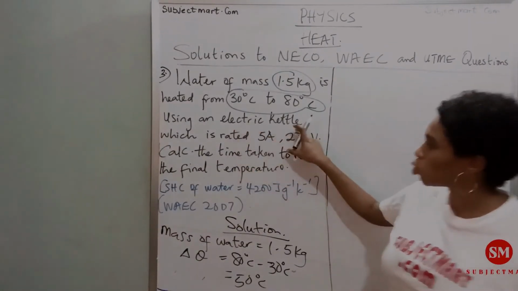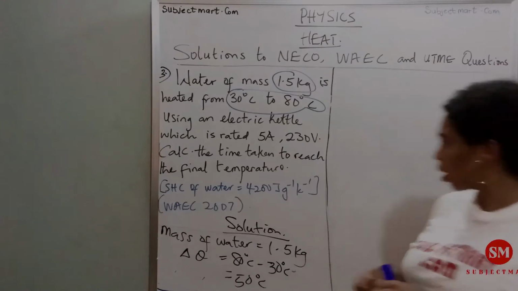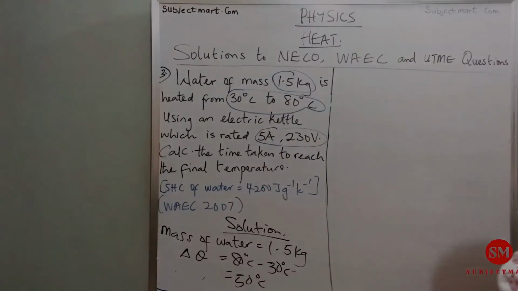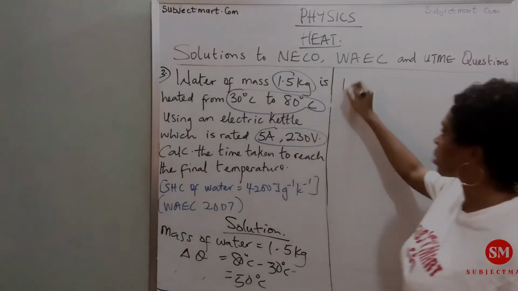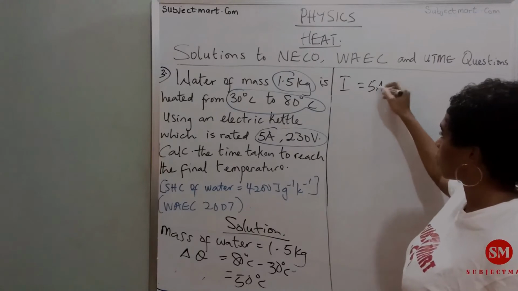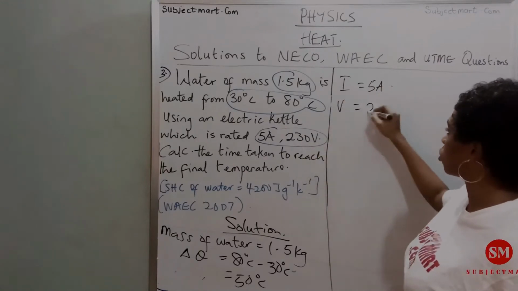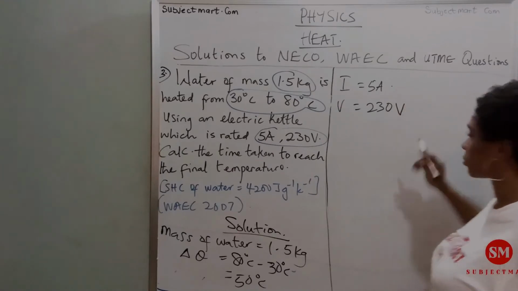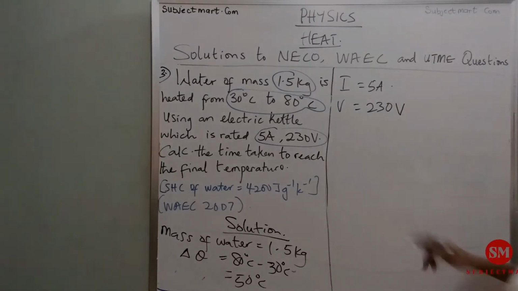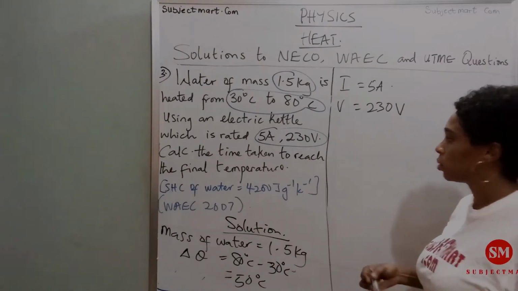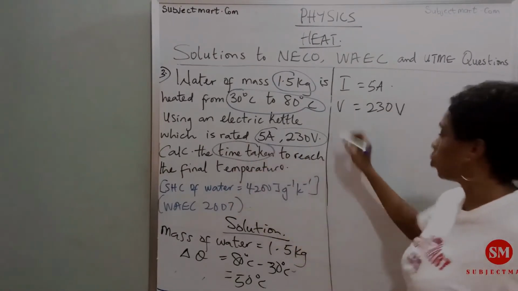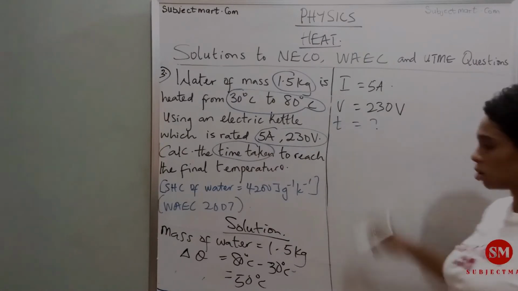Using an electric kettle, which is rated 5 amp, 230 volts. The 5A, which is 5 amp, means the current is equal to 5 ampere. Then the voltage is 230 volts. So we are asked to calculate the time taken to reach the final temperature. We are asked to find the T. We don't know the T.